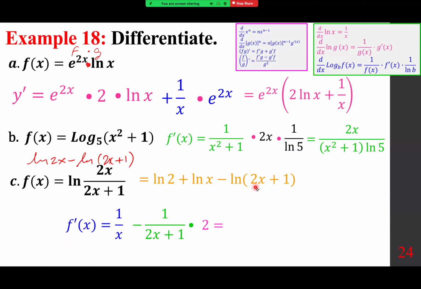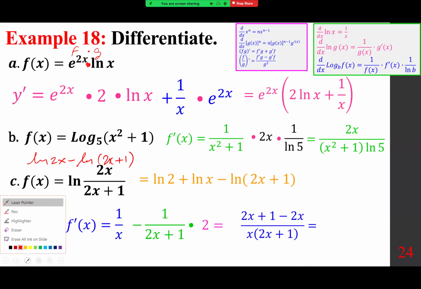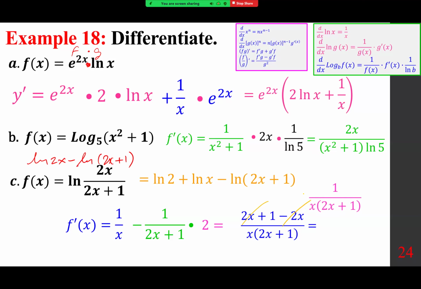And so the x times 2x plus 1 is in common. That is your LCD. 1 times 2x plus 1 minus 2 times x. 2x cancels out the 2x. So the final answer is 1 over x times 2x plus 1 as the final answer. We are done.